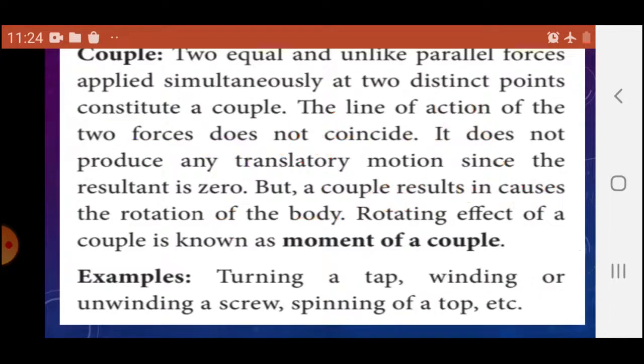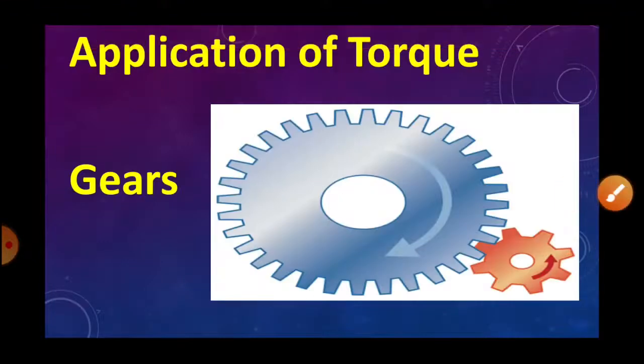Okay, so fine. Next, applications of torque. First one, gears or toothed wheel. This toothed wheel is actually a circular wheel with teeth around its rim. It helps to change the speed of rotation of a wheel by changing the torque and helps to transmit power.